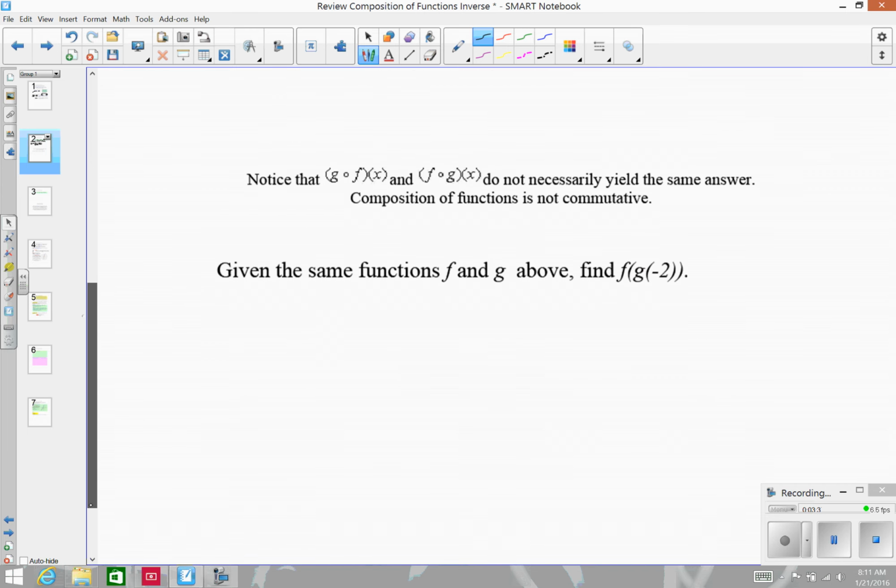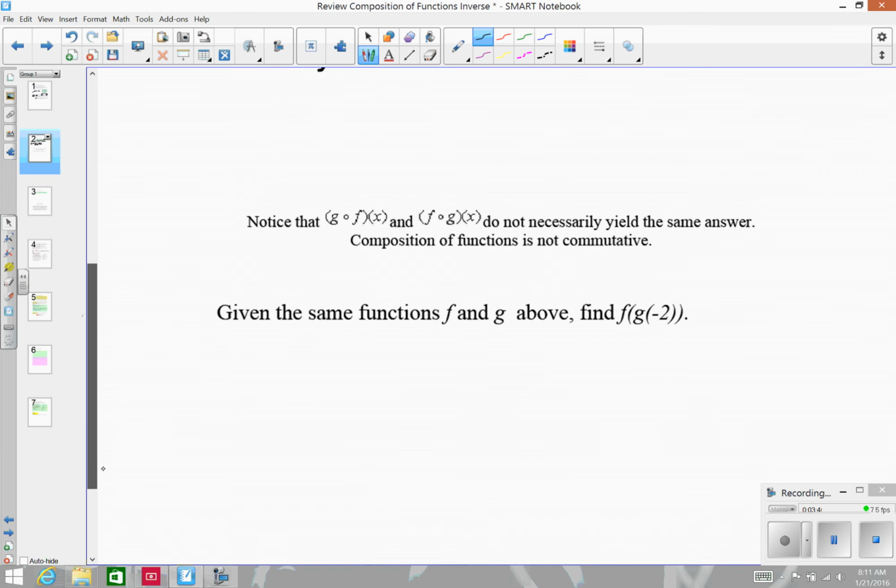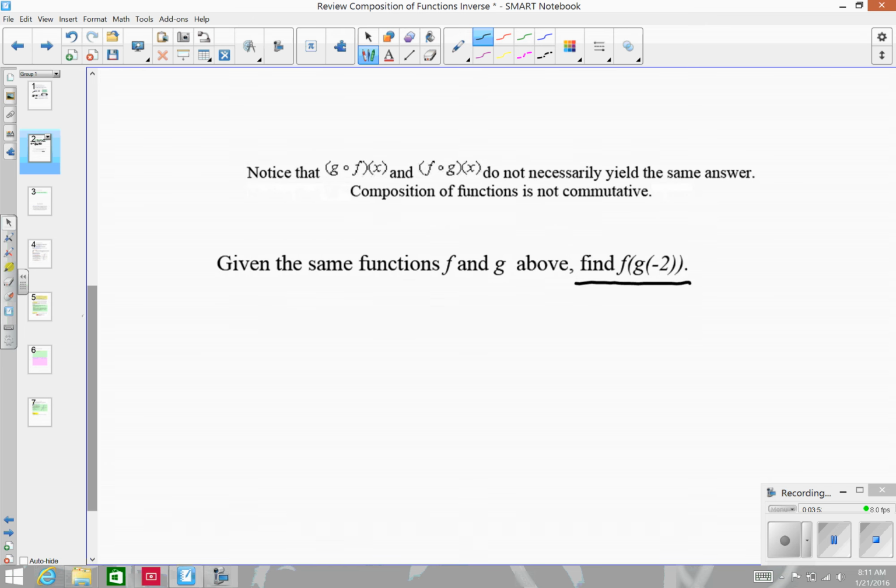Alright, let's take a look then. What happens if we are finding f of g of negative 2? And we're using the same functions as above. Now, two ways I can solve this. And then after that, I'm going to come back and bring your attention to this little note here. But let's first solve f of g of negative 2. I've got two methods to do this.